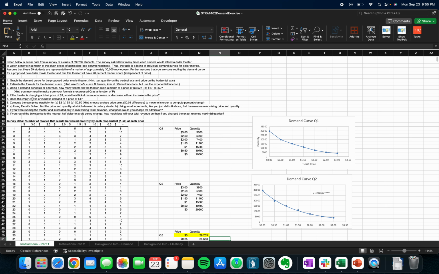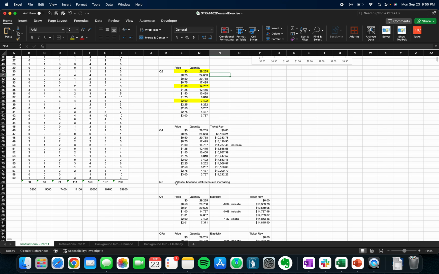Does this imply elastic or inelastic demand at a price of $1? For question 1, down here, I say inelastic because total revenue is still increasing. That means that a price increase is still going to lead to an increase in total revenue. Therefore, it's inelastic. The revenue is going to go up with increases in price.